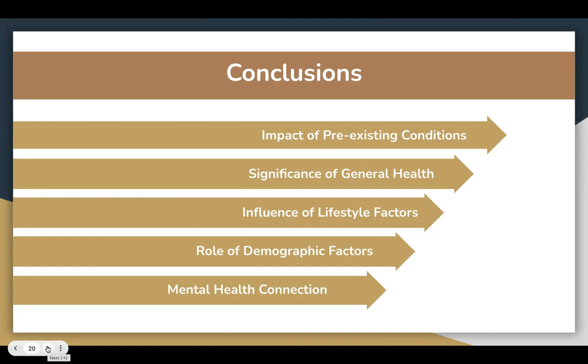Demographic factors also proved significant. Age, race, and gender all contributed to heart disease risk, with older American Indian or Alaskan Native and white males at the highest risk. Finally, we discovered an important connection between mental health and heart disease risk. This relationship was particularly strong in males and certain demographic groups, such as Asians, emphasizing the importance of mental well-being in heart disease prevention.